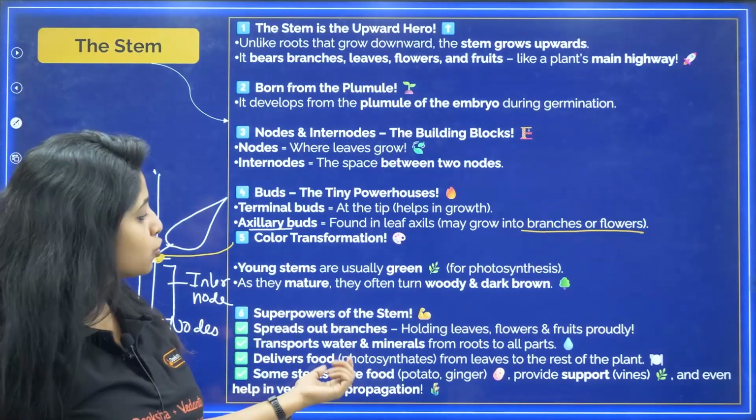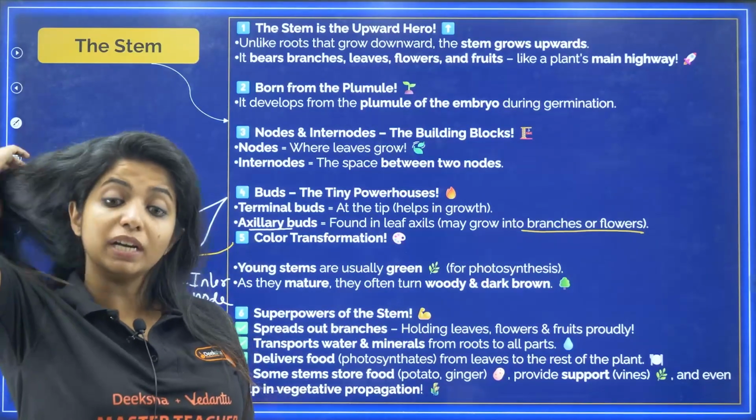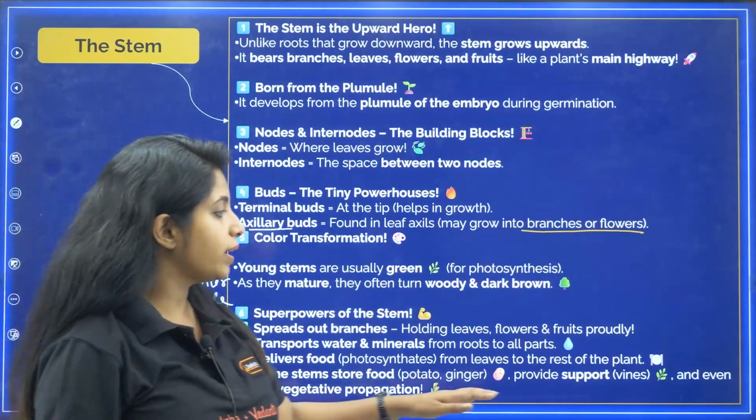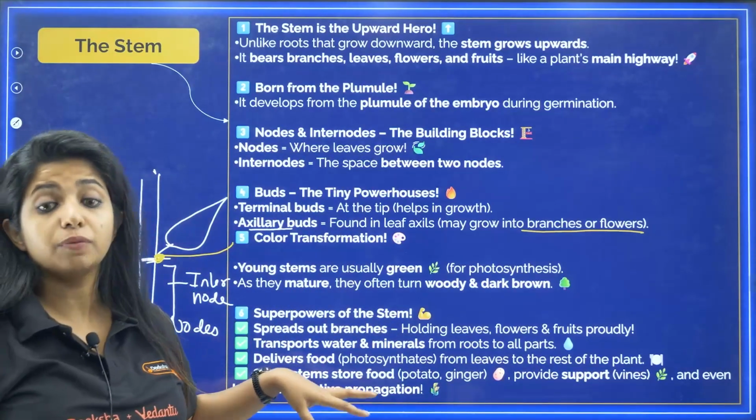Now some stems store food, such as potato and ginger. Yeah, potato is what? Modified stem. Sweet potato, my dear children, is a modified root, as I told you earlier. Now some provide support, that is vines, and even help in what? Vegetative propagation.